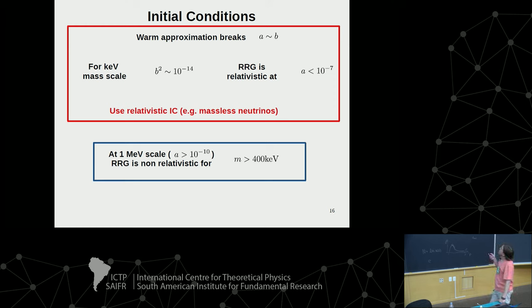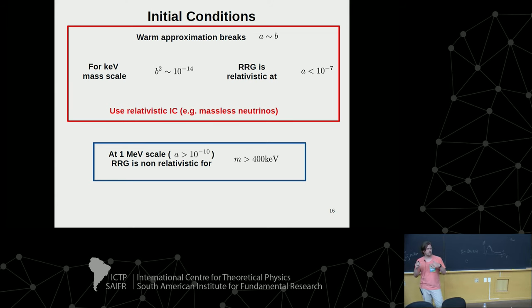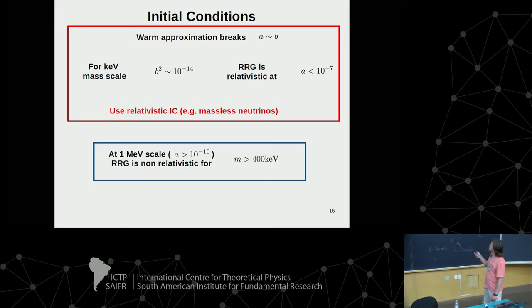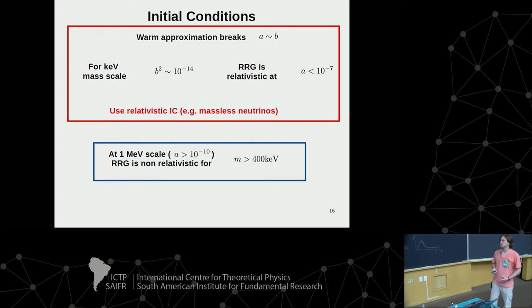So as I told you before, the warm approximation breaks. So this is the scale of transition between hot and cold. So the warm approximation is breaking in between this time. Okay. So considering this beta b squared 10 to minus 14, which is related to a few keV mass, you see that these particles become relativistic for a less than 10 to minus 7. Okay. So if you want to set initial conditions in a post-nucleosynthesis epoch, like a of 10 to minus 9, then your particles are relativistic at this time. Then you can use essentially the same thing as the initial conditions for massless neutrinos. Okay, the energy is much higher than the mass, so they are relativistic as would be massless neutrinos.